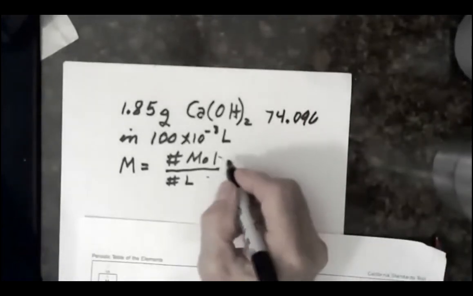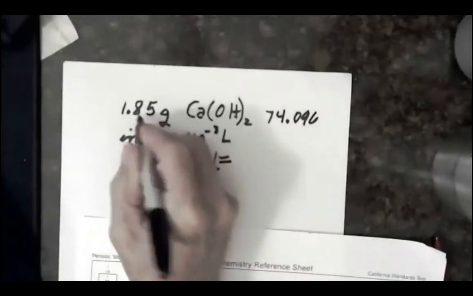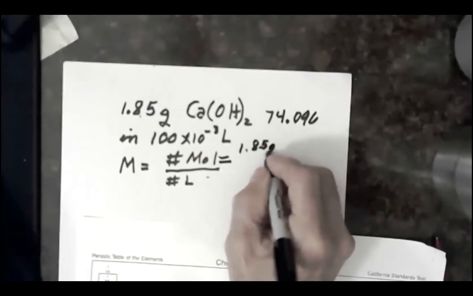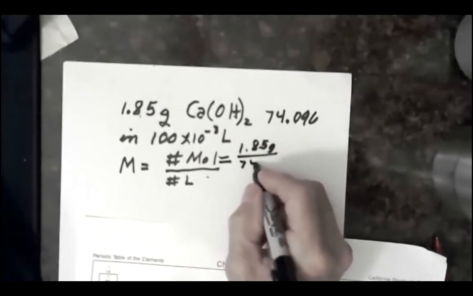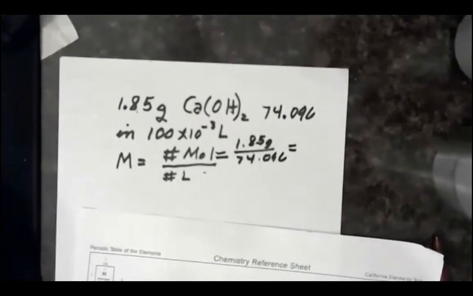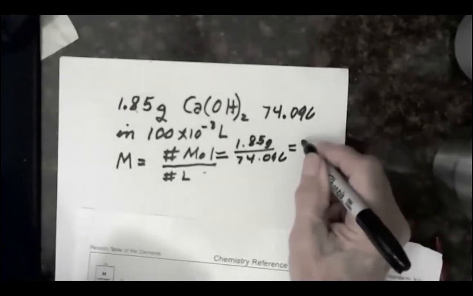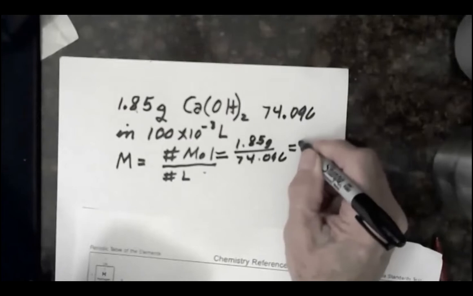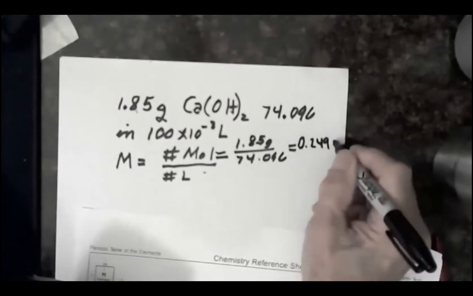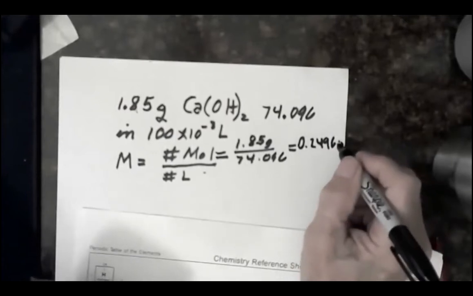Now the number of moles is going to be equal to the mass divided by the molecular weight. 1.85 grams divided by the molar weight, that's 74.096. So 1.85 divided by the answer that I just calculated. I do that all the time to keep from having to re-enter numbers. I'll do it again here in just a second. So this comes out to be 0.2496 and a whole bunch of other digits out there.